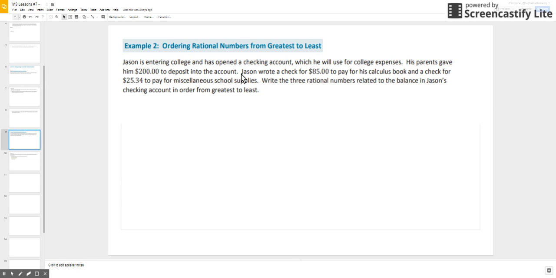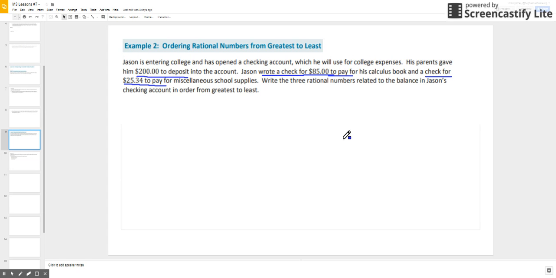Let's go ahead and underline as we're going through. $200 to deposit into his account. Jason wrote a check for $85 to pay for his calculus book. I'm sorry, I was just looking at the numbers. So he's paying, therefore it is going away, or it's a negative number. And he also writes a check for $25.34 to pay for miscellaneous school supplies. So when you're writing a check, that means money is being taken out, or money that you're giving away. It's almost like handing over cash.